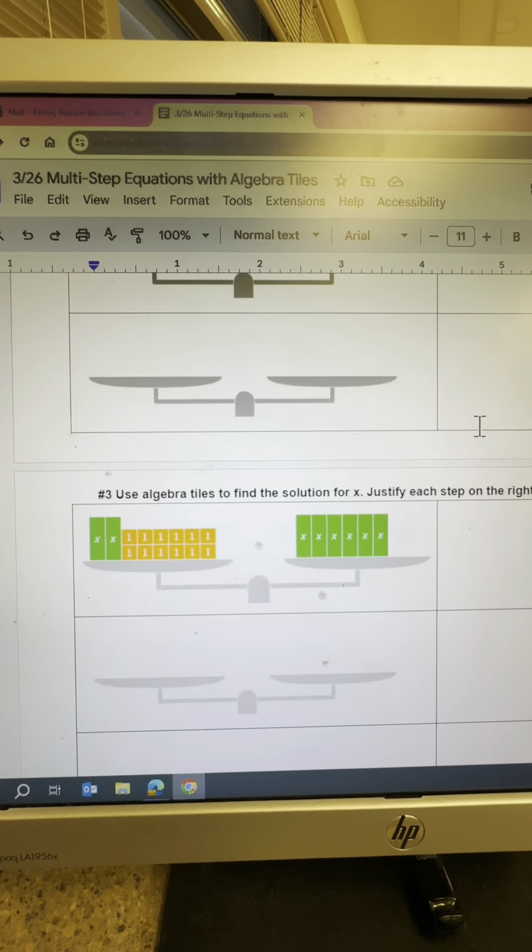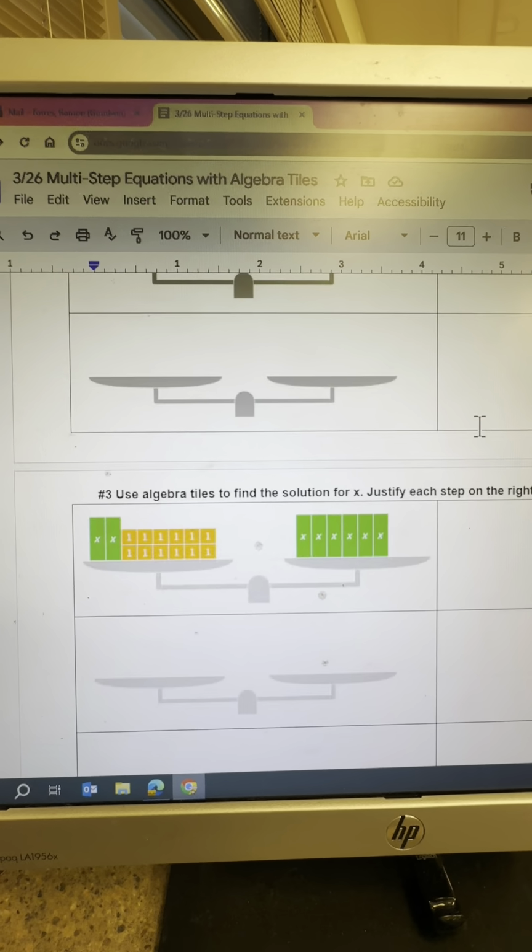Since I have 4 x's here, that means I'm going to create 4 equal groups. So I'm just going to split it up into 4 equal groups. And if I do 4 groups on this side, I got to do 4 groups on this side as well. So you can see here, 4 groups here, and I created 4 groups here. Each x matches up with 3 ones.